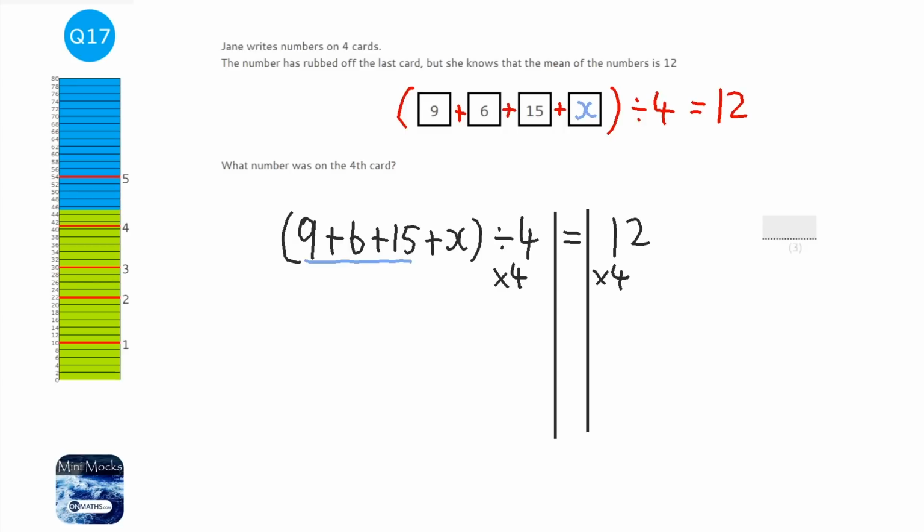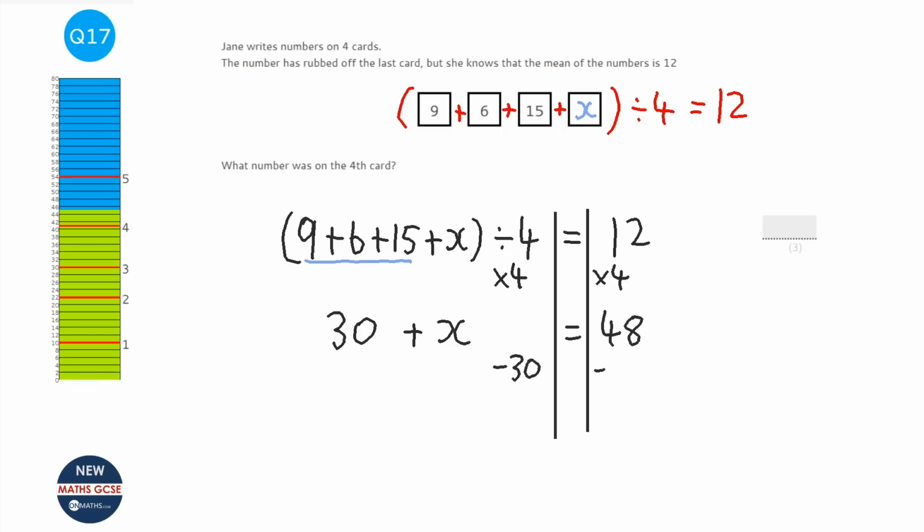So 15 plus 6 is 21, 21 plus 9 is 30. So 30 plus x, and we've got rid of the divide by 4 because we've times it by 4, equals, and then 12 times 4, which is 48. Okay, next thing to do is take away that 30. So we've got x equals 18. So I know the answer is 18, but I can check that just to check whether I've got it right.